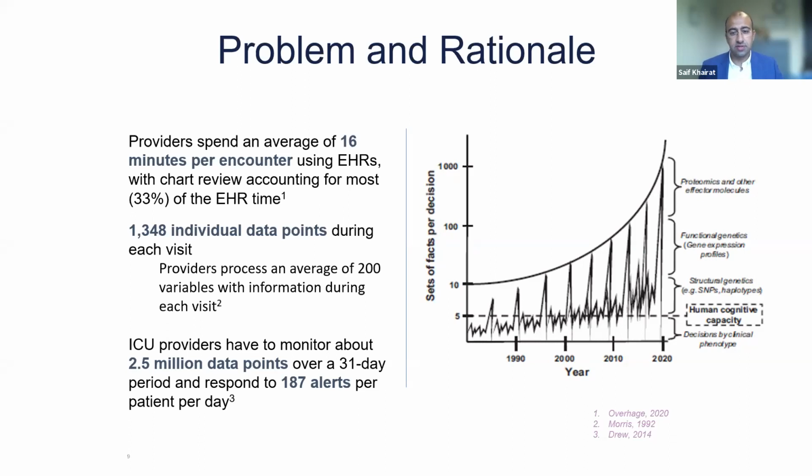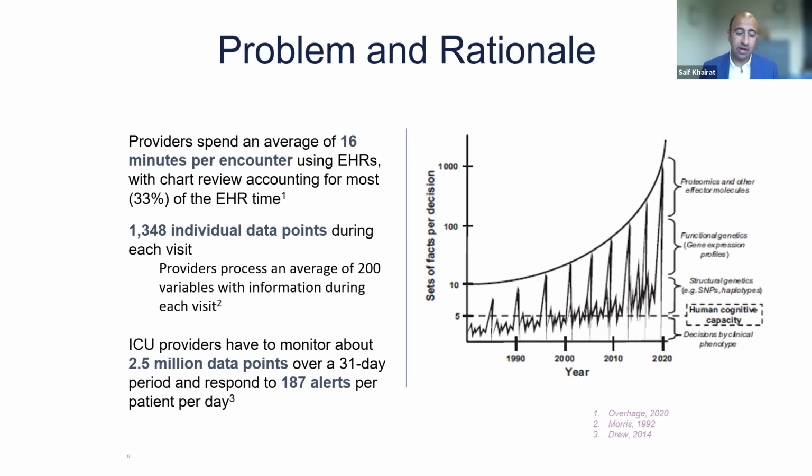As you're going through the system and you're looking up patient information, you're exposed to close to 1,500 individual data points. Providers process an average of 200 variables in each visit. Tie that with the figure on the right, where the normal human capacity should have an optimum number of 5 facts versus 200. And think about the consequences of too much information presented to the provider.